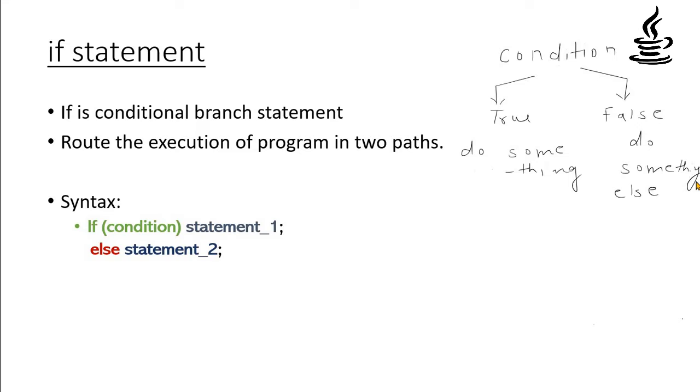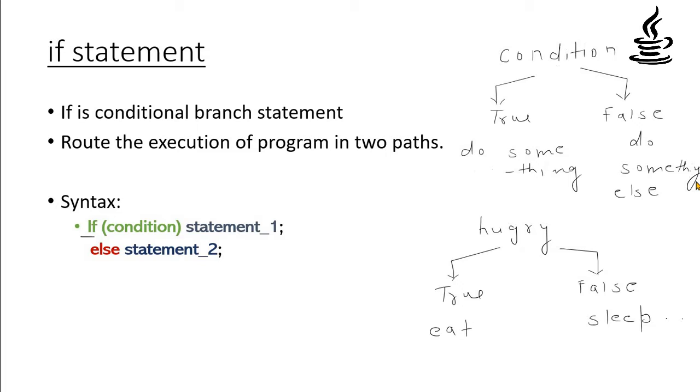So for example, let's say we are hungry. Now hungry is a condition, and if we are hungry, that is the result is true, then we will eat something, and if we are not hungry, that is the result is false, then we will not eat something, let's say we will sleep then. So we can implement this programmatically with the help of the if statement.